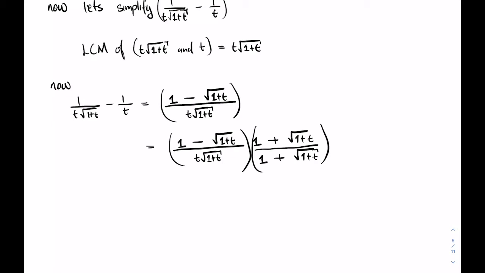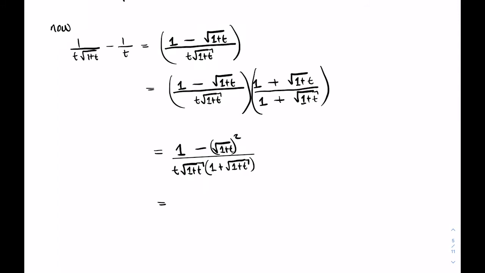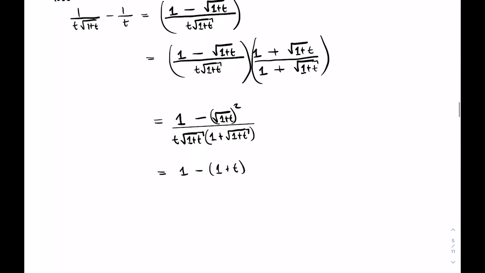Okay? So now, this should simplify out to 1 squared minus the square root of 1 plus t squared, over t times the square root of 1 plus t times 1 plus the square root of 1 plus t, because we have the difference of two squares there. Interesting. So simplifying our numerator gives us 1 minus (1 plus t), all divided by the same denominator we had before.